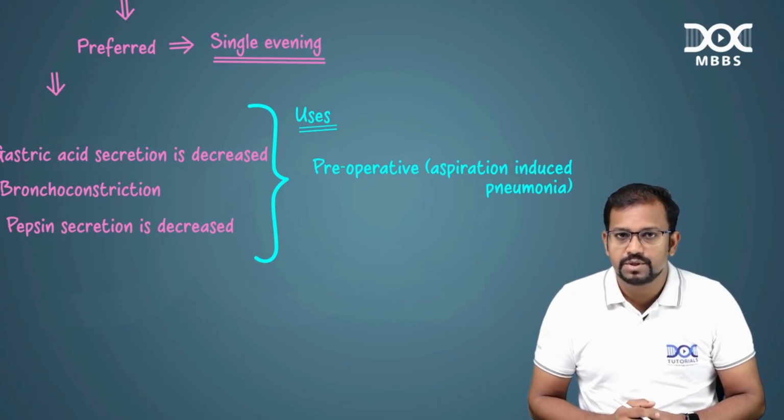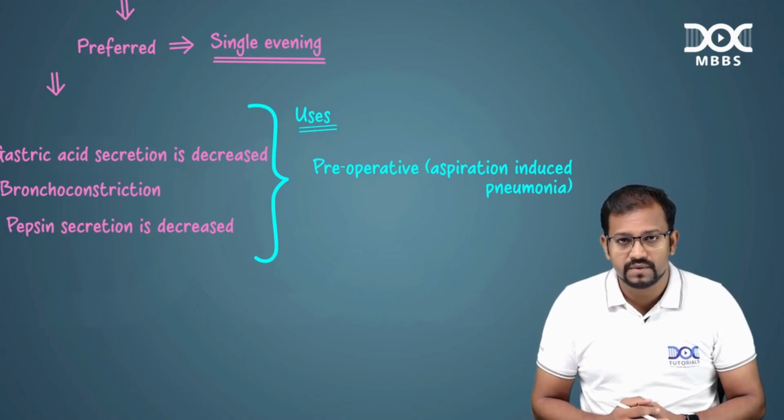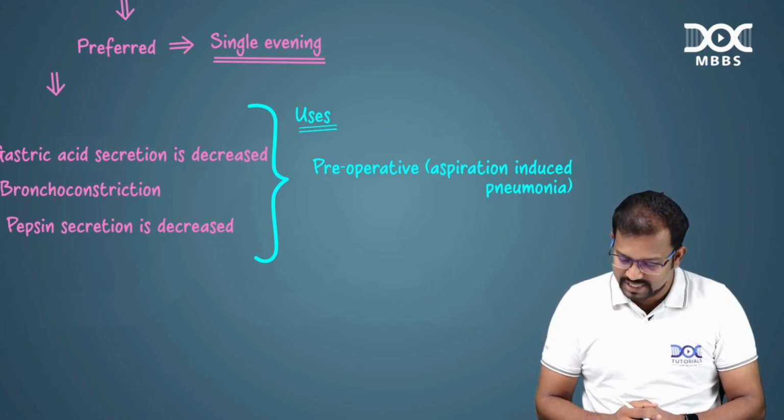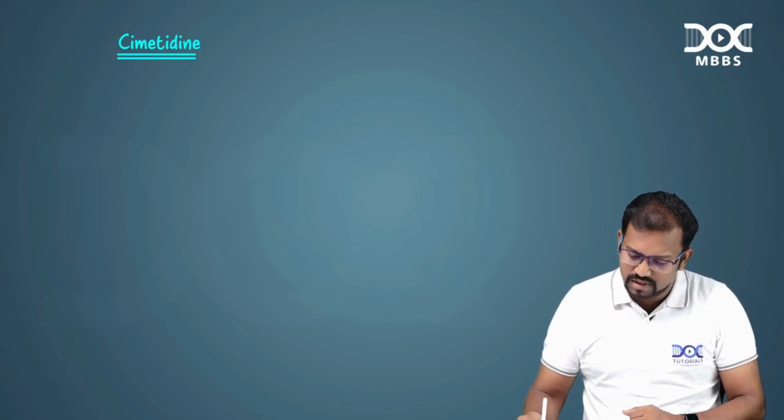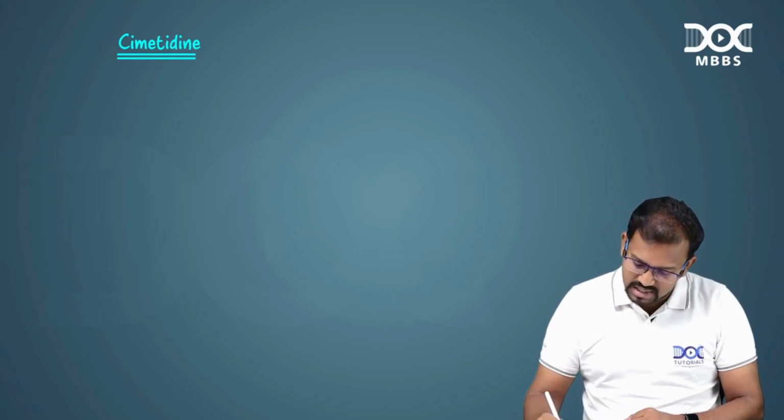To prevent aspiration-induced pneumonia preoperatively, we prefer giving an H2 receptor antagonist agent. Out of all these agents, the prototype drug which we currently have is cimetidine, guys. As I've told, currently we don't use this cimetidine. Most commonly, proton pump inhibitors have replaced cimetidine or the H2 receptor antagonist agents. Why? Because it has lots of negative issues. What are the disadvantages of cimetidine?